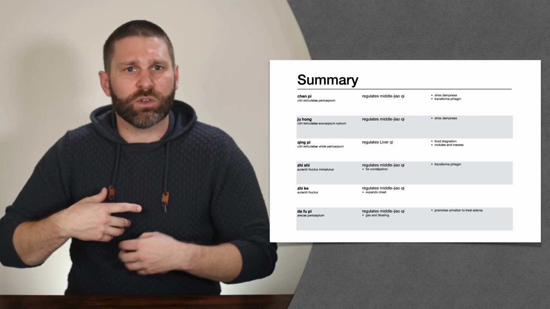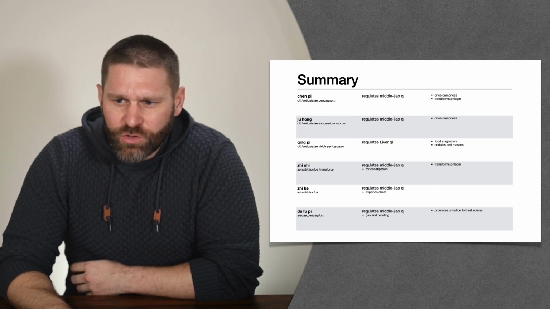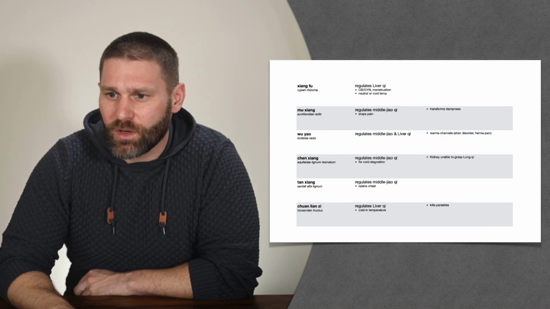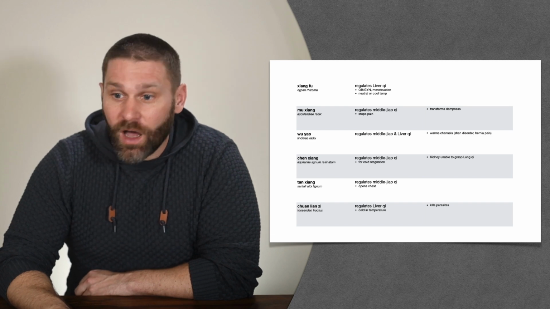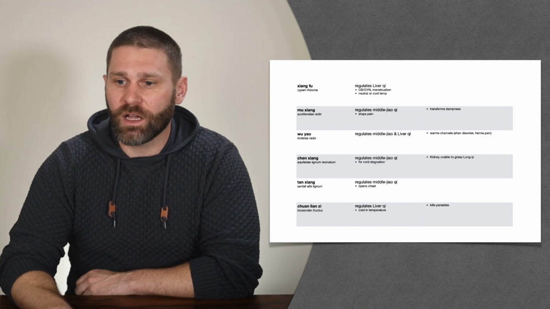So Chen Pi is also good for dampness and phlegm. Jurka opens the chest, Dafu Pi makes you pee, and we get to the other ones. Xiangfu, its specialty is in menstruation issues. Mu Xiang, especially good for stopping pain. Wu Yao, it's very warm, it's good for Shan disorder.